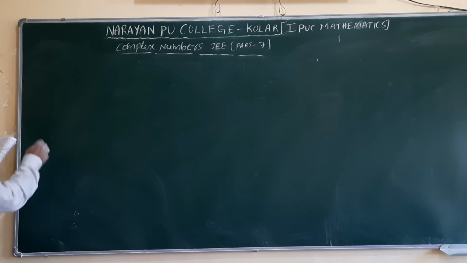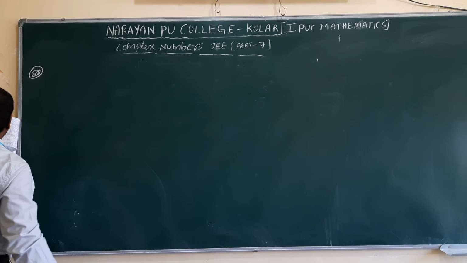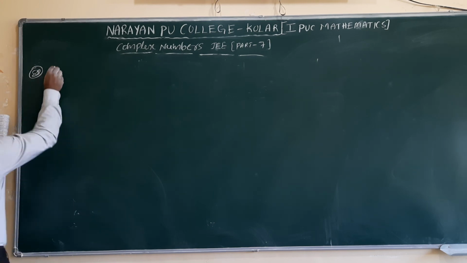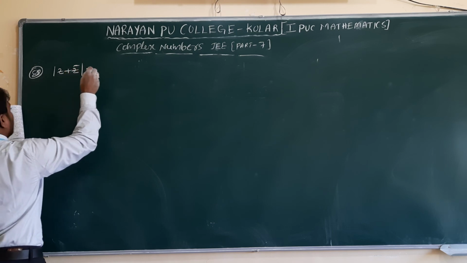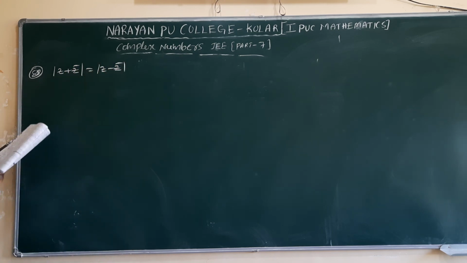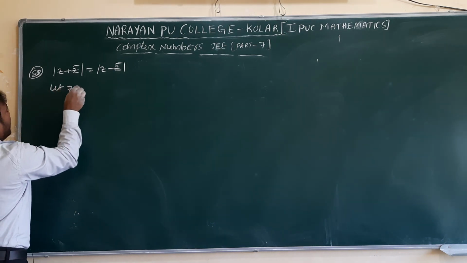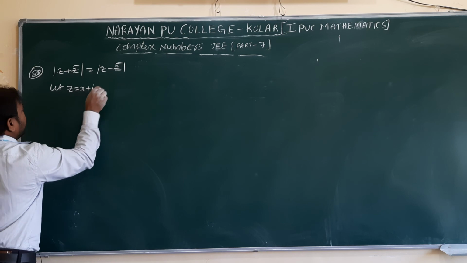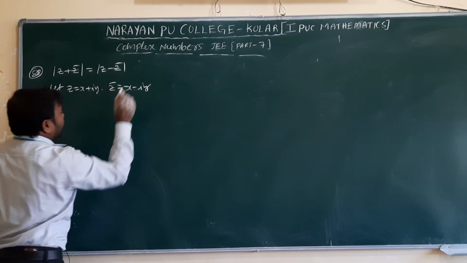This is question number 88. If modulus of z plus z bar is equal to modulus of z minus z bar, then the locus of z is... Here let z is equal to x plus iy, or a plus ib. z bar, the conjugate, should be x minus iy.